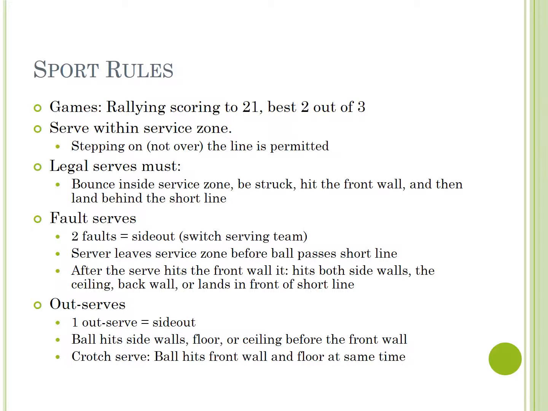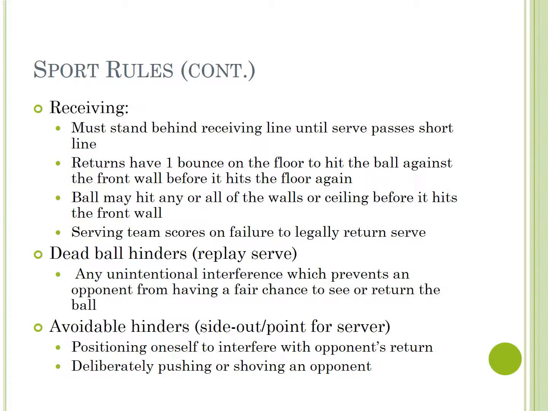Fault serves, which if you receive 2 results in your opponent serving, occur when the server leaves the service zone before the ball passes behind the short line, or if after the serve hits the front wall, it then hits both side walls, or the ceiling, or the back wall, or lands in front of the short line. Out serves, which if you receive 1 results in your opponent serving, occur when the ball hits the walls, floor, or ceiling after the front wall, or if the ball hits the front wall and the floor at the same time.